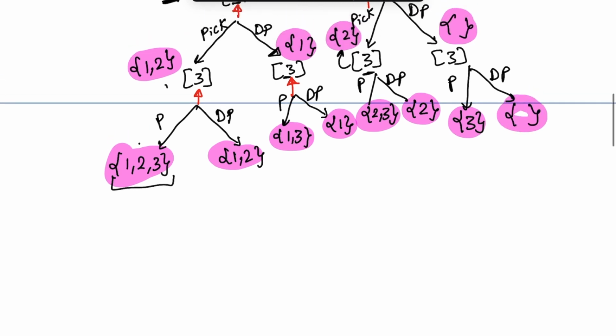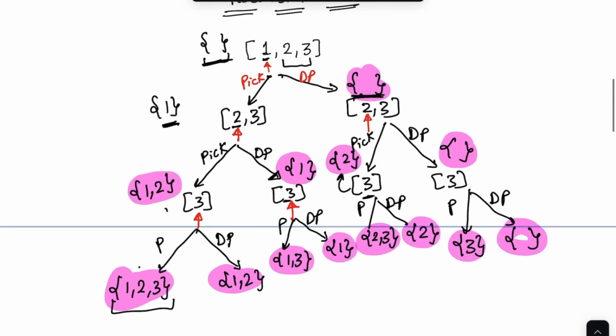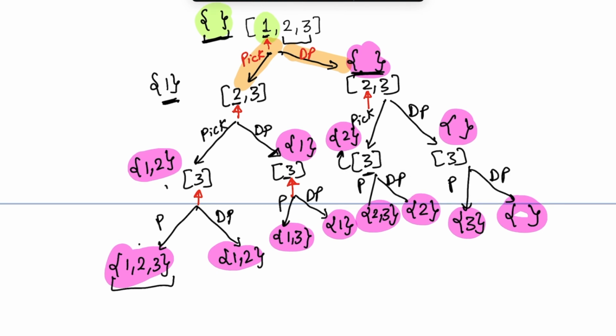This is how we are solving this problem. Let's see this thing again. I'm taking one index and one current set. At any point I have two choices, either pick this element or do not pick this element. Picking means just adding this element to my current set, or not adding it. If I add, then my current set will become 1. If I do not add, then my current set will still be empty.